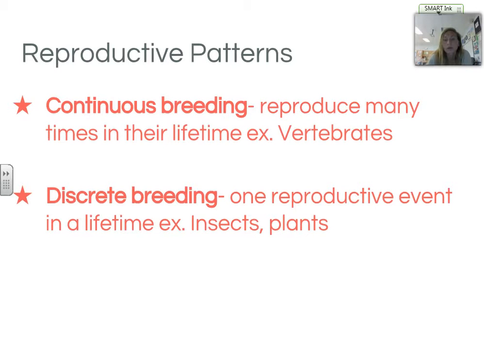All right, reproductive patterns also affect population sizes. So continuous breeding would be when there is reproduction that occurs many times throughout a lifetime. Most vertebrates are this way. And then there's discrete breeding, where there's only one reproductive event in a lifetime, most often happening with insects and plants.